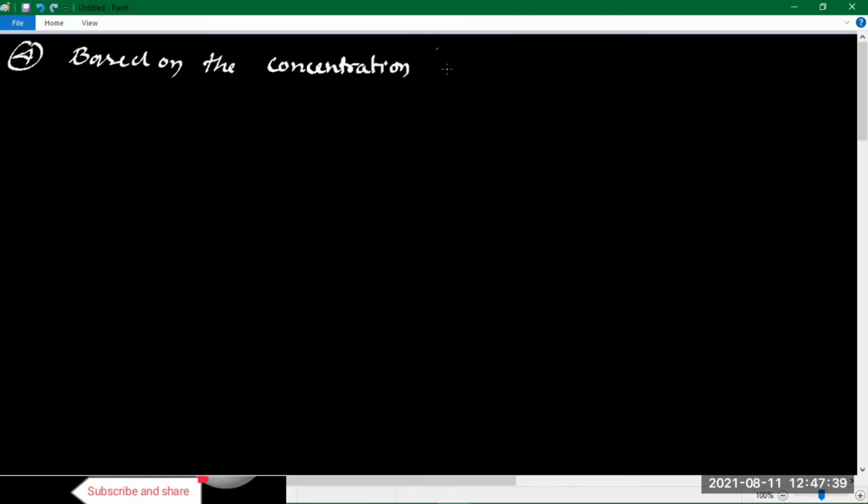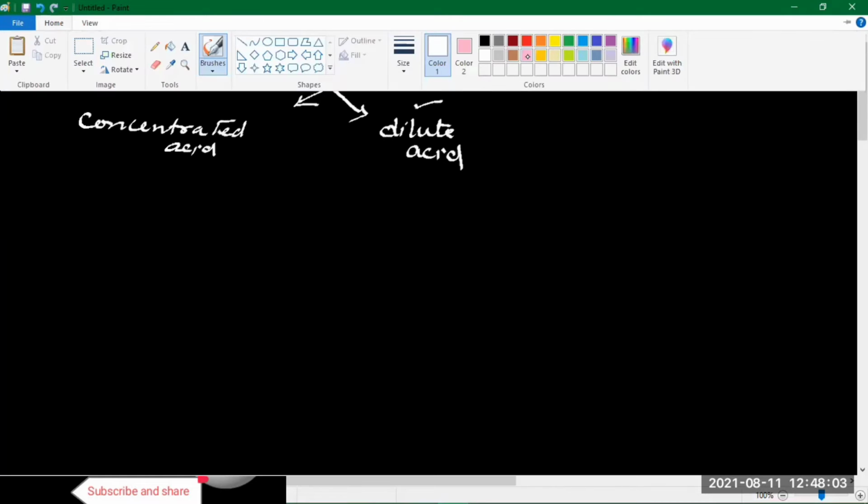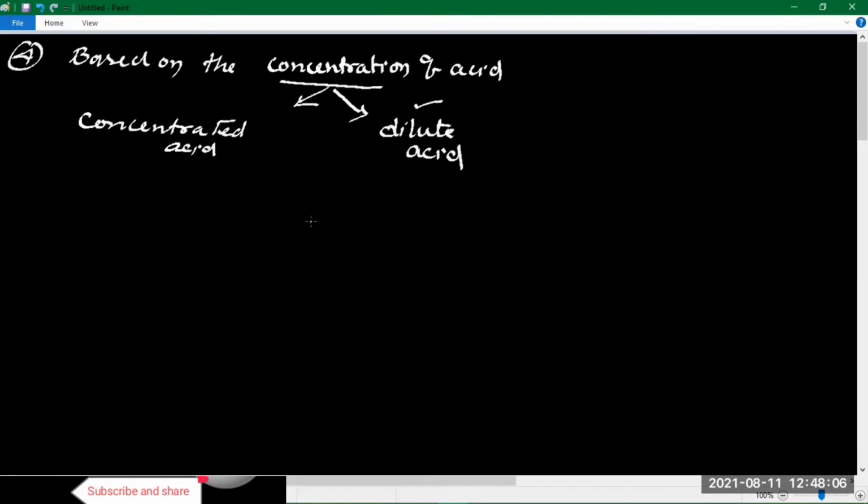Based on the concentration of acids, acids are again classified into two categories. One is concentrated acid, and the other is dilute acid. In the laboratory, most of us use dilute acids for doing experiments. So what is the difference? Very simple.